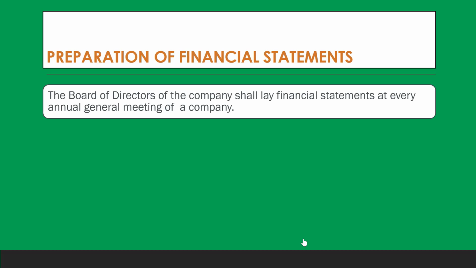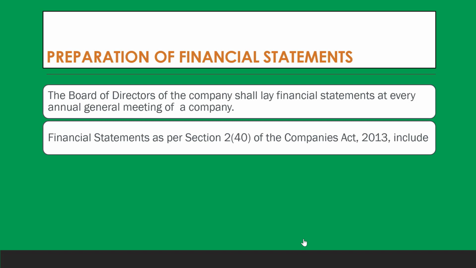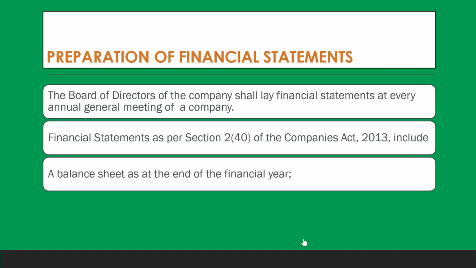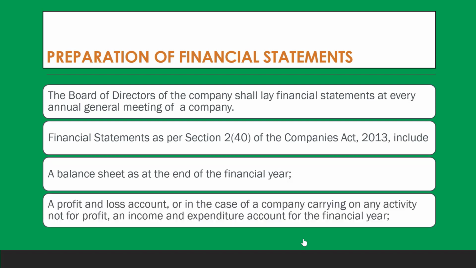The board of directors of the company shall make financial statements for every annual general meeting of the company. So once the accounts are maintained, at every annual general meeting the board of directors shall present those statements to the shareholders. Financial statements as per Section 2, Clause 40 of the Companies Act include a balance sheet as at the end of the financial year, a profit and loss account, or in the case of a company carrying out any activity not for profit, an income and expenditure account for the financial year.